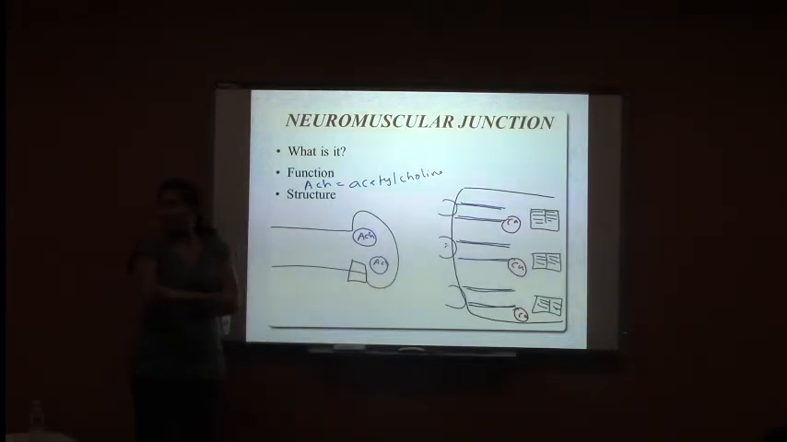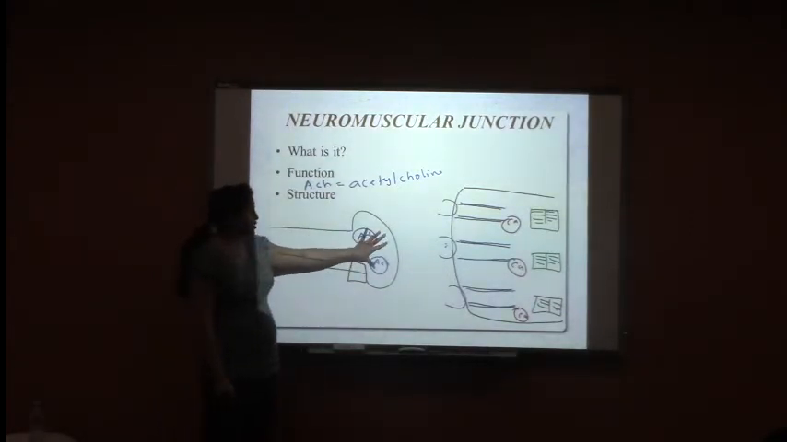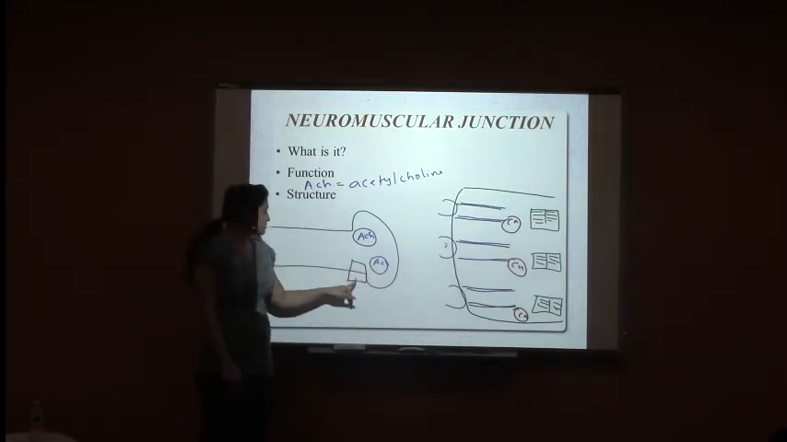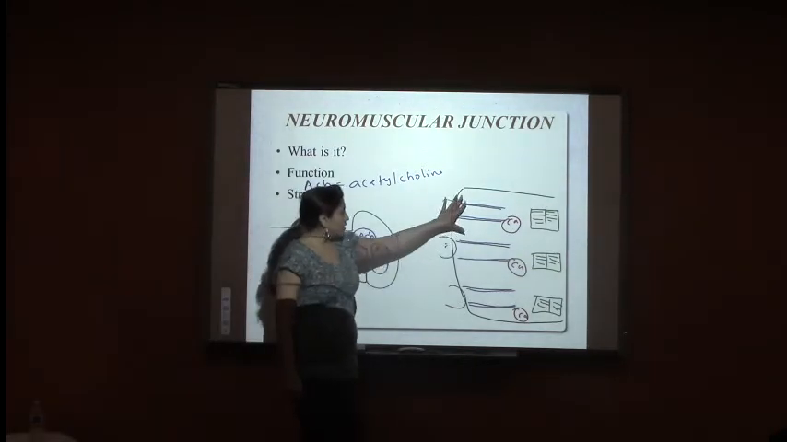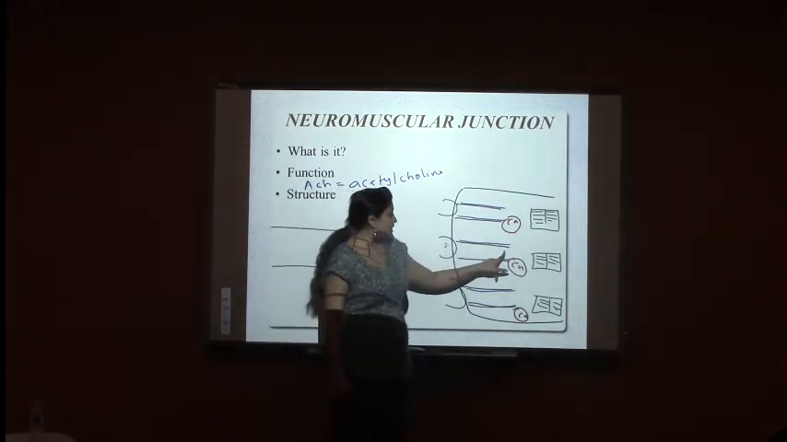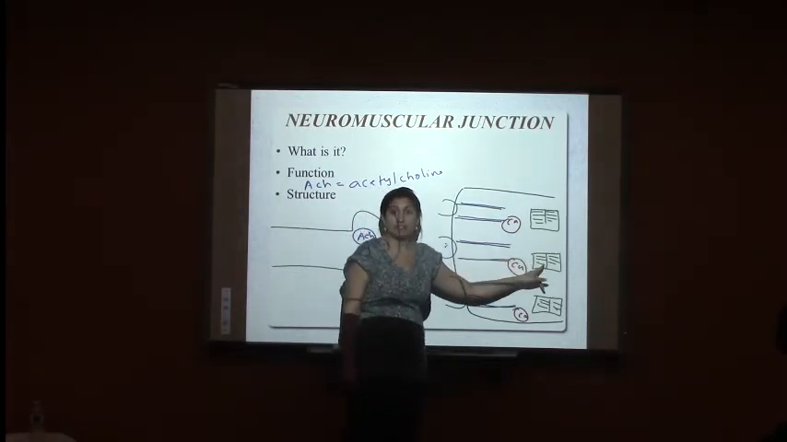Now, quickly, if you missed anything: axon terminal containing acetylcholine-containing vesicles, calcium channel, muscle cell, receptors on its surface, T-tubules, sarcoplasmic reticulum, which contains calcium, and sarcomere, which contains thick and thin filaments.